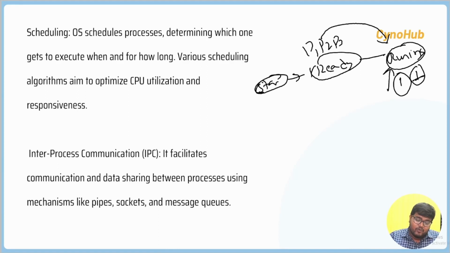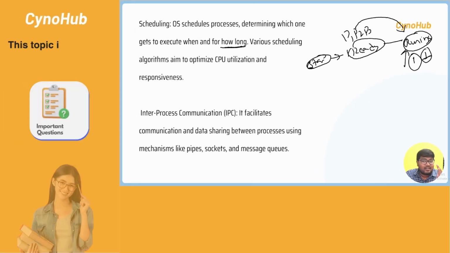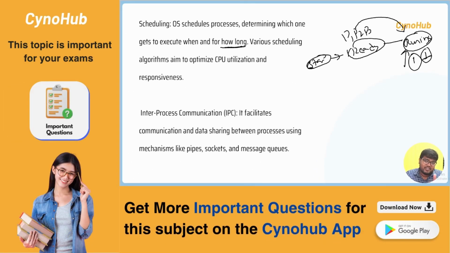See here, the OS schedules processes, determining which one gets to execute, when and for how long. That means how much time the program is running. That is the main part of scheduling. If the program is running and it is completed, then it allows another program into the running state. That is the main part of scheduling, and we will go through the scheduling algorithms in the coming classes.